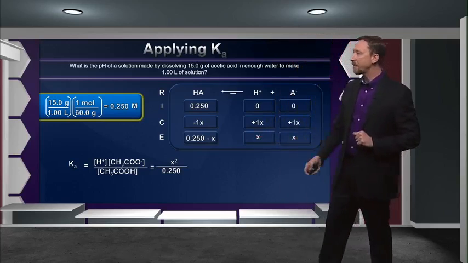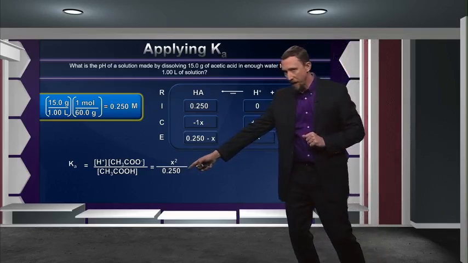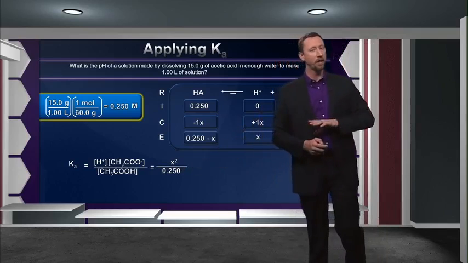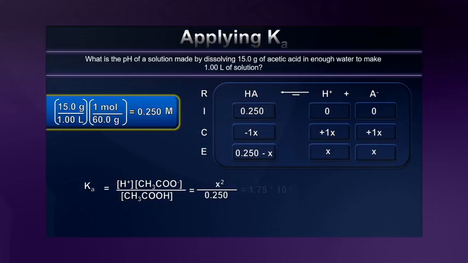Remember, I dropped the x, or rather the minus x, off of the denominator here. That means I'm assuming it's much, much smaller than 0.25 and therefore won't really affect the outcome. So let's set my simplified expression equal to 1.75 times 10 to the minus 5, our value of Ka that we determined previously for acetic acid. When we solve this for x, we find that x equals 0.00209 molar.